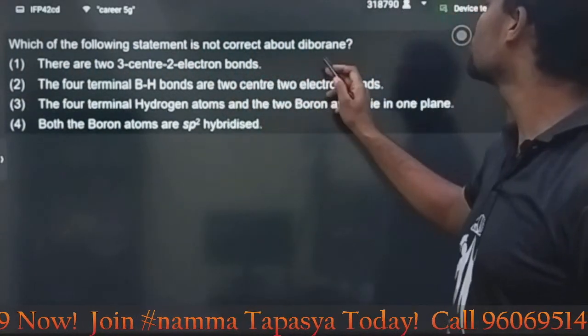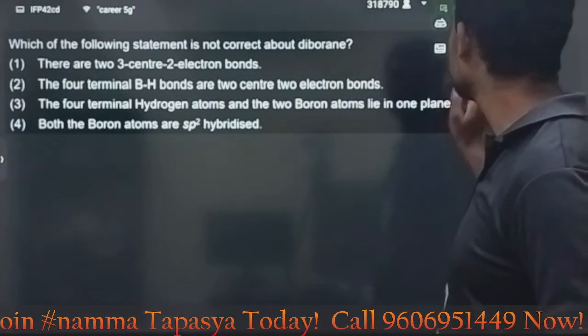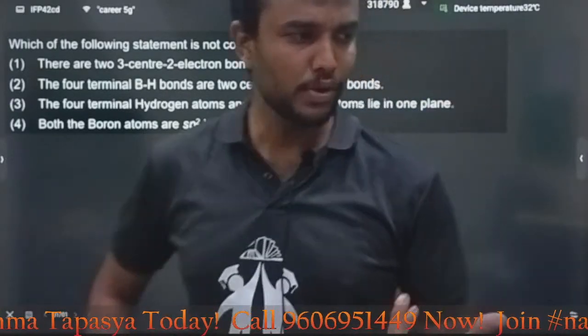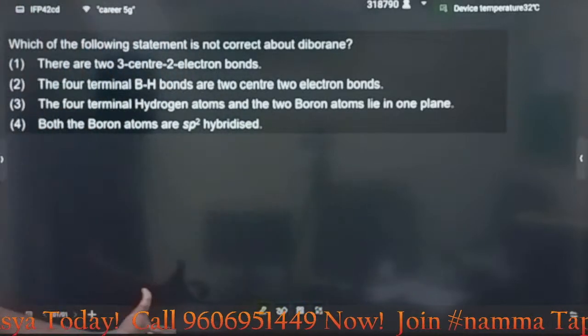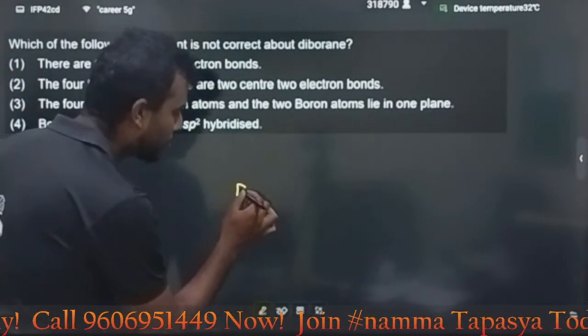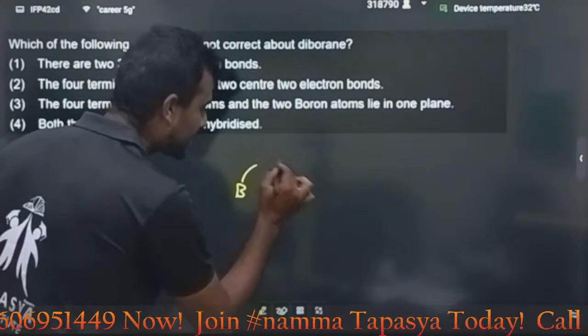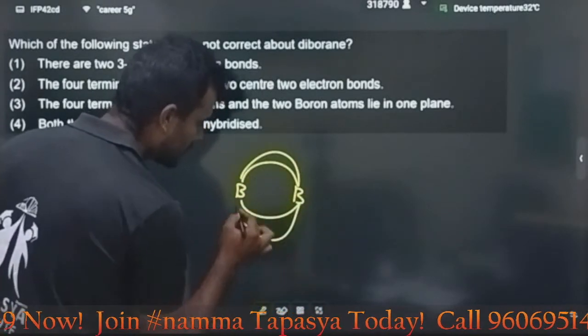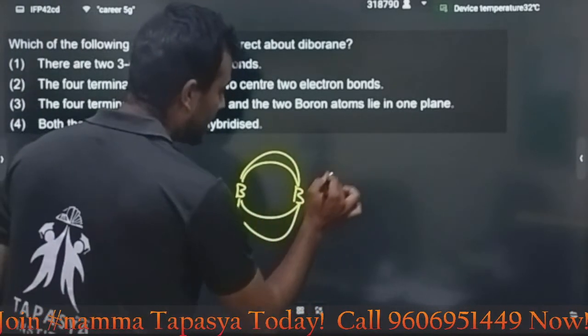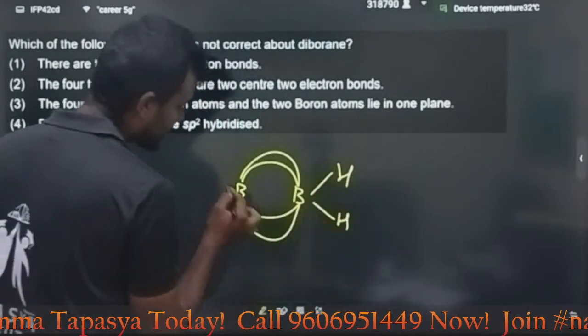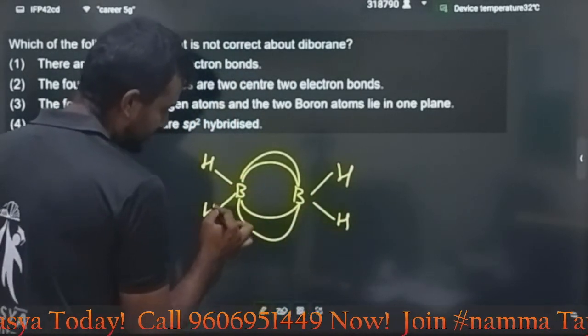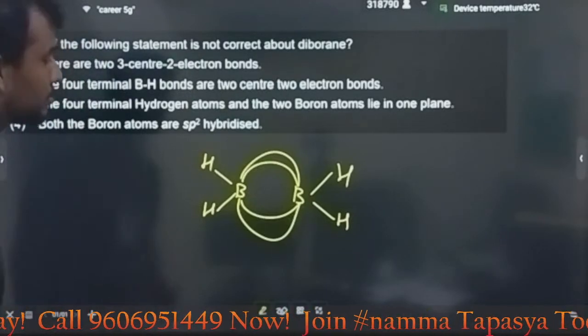Which of the following statements is not correct about the diborane molecule? Actually, this is also an out of syllabus question, but you can easily give the answer. Diborane, B2H6, is the best example of a banana bond or bridged bond, as we call it. Here, look here, my dear students. This is the structure of B2H6. Okay, it is one of the reducing agents, my dear bacho.